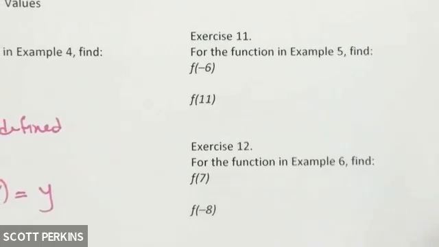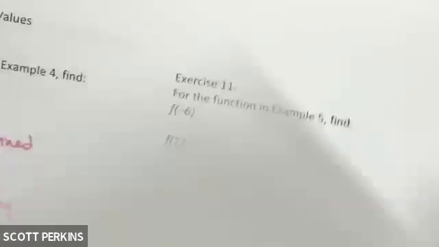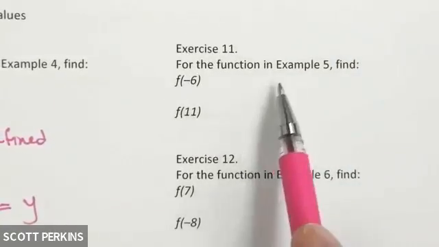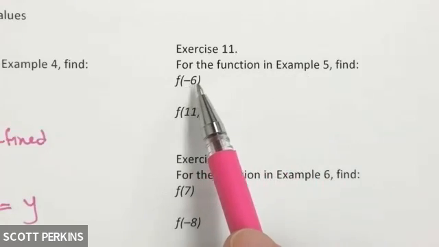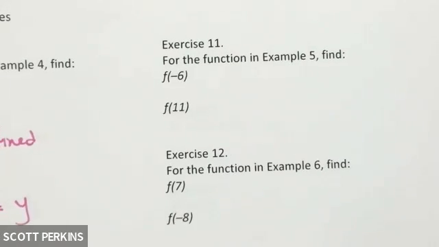So we're going to go to the function in example 5, which is on page 2 at the very top. It's the first table that we did. So for the table in example 5, find the function value at -6 and the function value at 11, please.